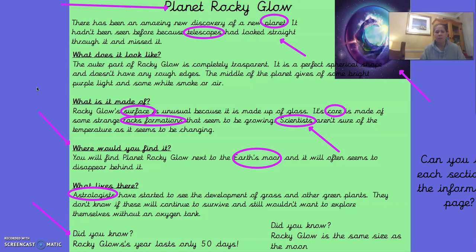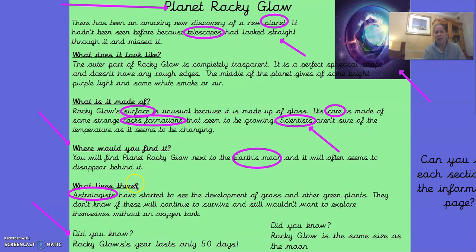Its core is made of some strange rock formations that seem to be growing. Scientists aren't sure of the temperature as it seems to be changing. And as you can see, they've used a contraction because they've used the word it's. Then the next subheading, which is on your fact file, where would you find it? And we've said you will find Planet Rocky Glow next to the Earth's moon, and it will often seem to disappear behind it.